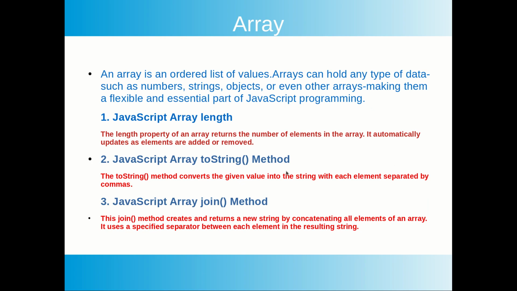JavaScript array toString method. The toString method converts the given value into a string with each element separated by commas.